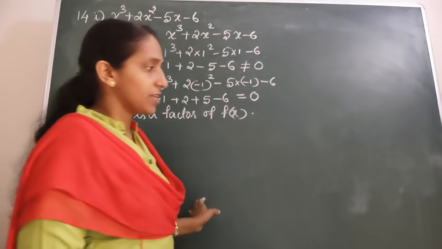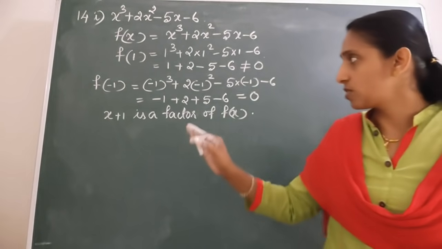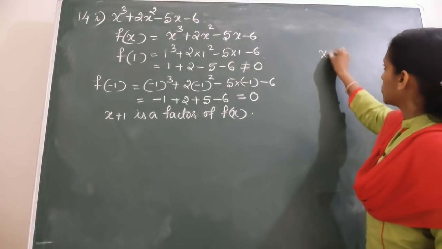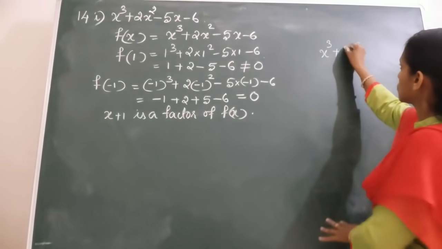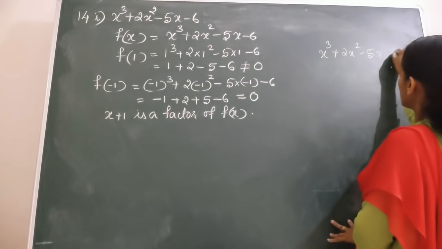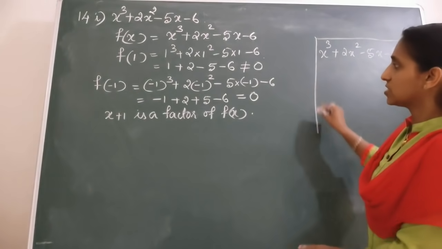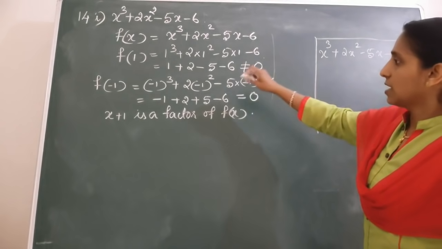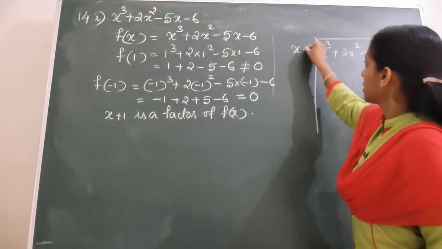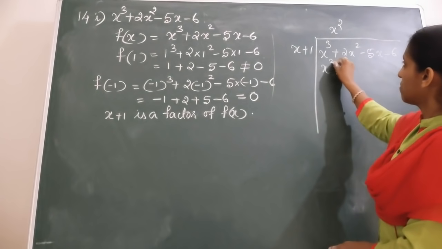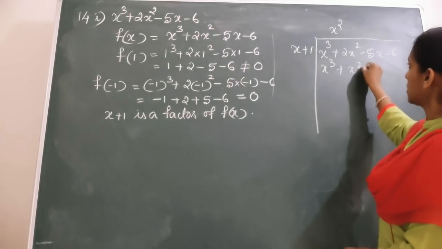One factor we got. What is the one factor we got? We got one factor as x plus 1. Then you will substitute it here. X cube plus 2x square minus 5x minus 6, dividing it with the x plus 1. Okay, so x square, you will get the x cube plus x square.